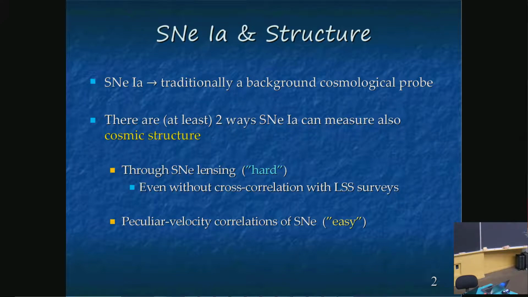And second, you can do the peculiar velocities, which introduce correlations in your supernovae. That's the easy part, because there's basically linear perturbation theory, whereas supernova lensing is very nonlinear, so it relies a lot on simulations. And all the questions that we heard a lot in this workshop about different issues and different systematics apply here.